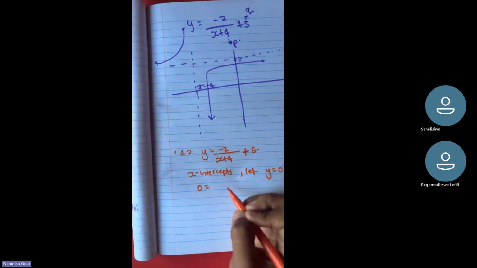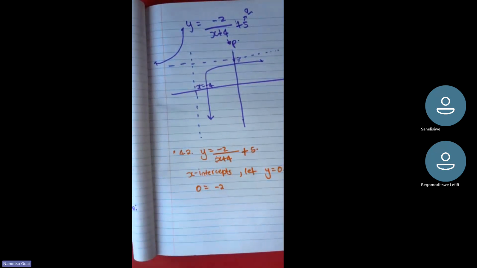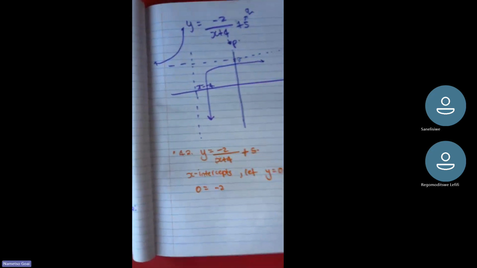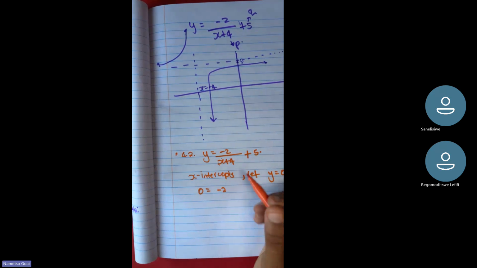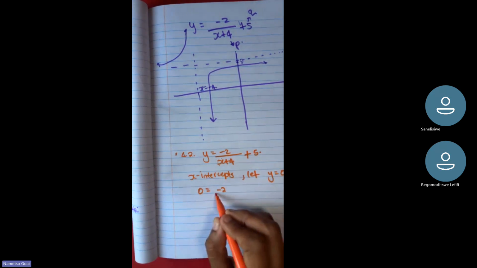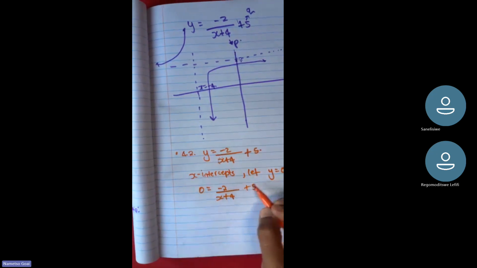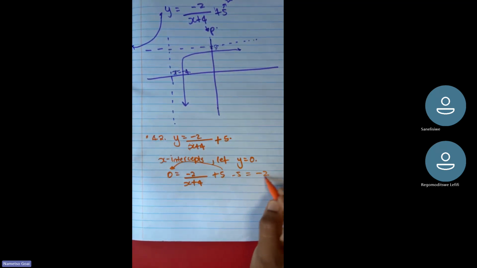So we're going to have 0 equals negative 2 divided by x plus 4, plus 5. Now you have to transpose this 5 to the other side. So we're now going to have negative 5 equals negative 2 divided by x plus 4.